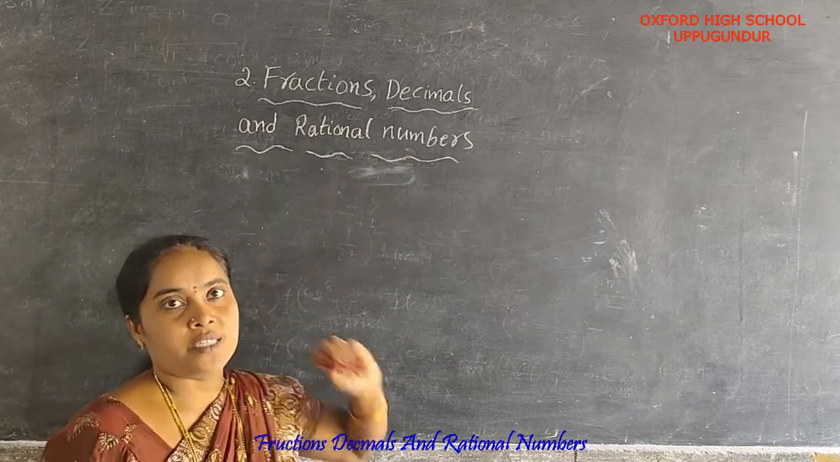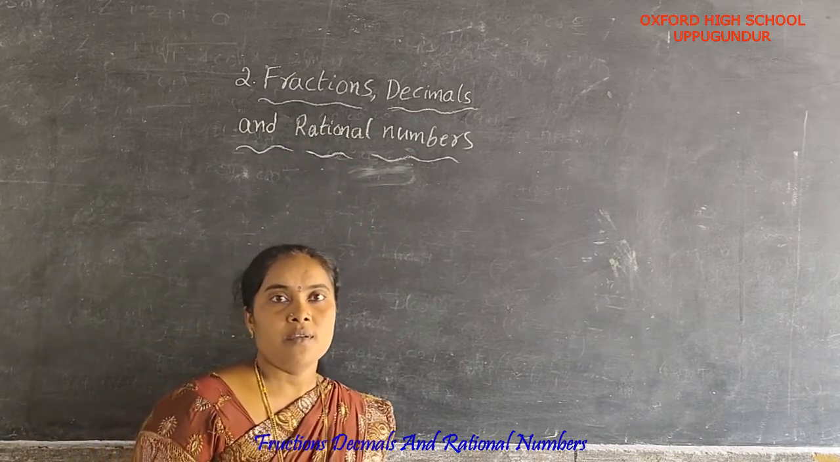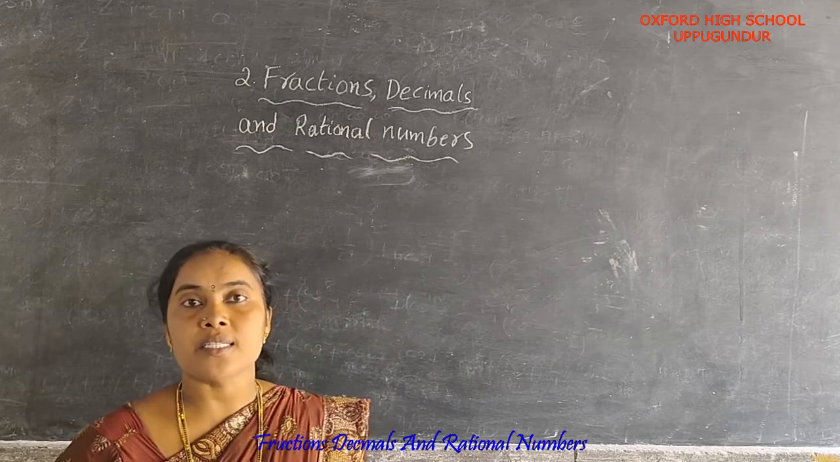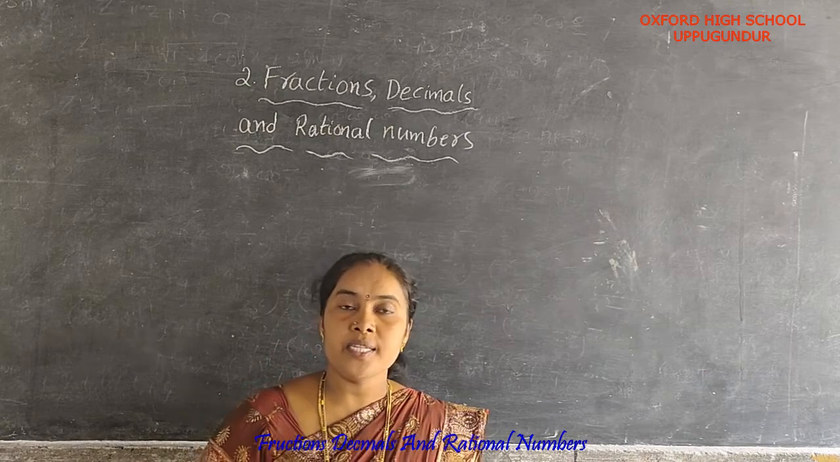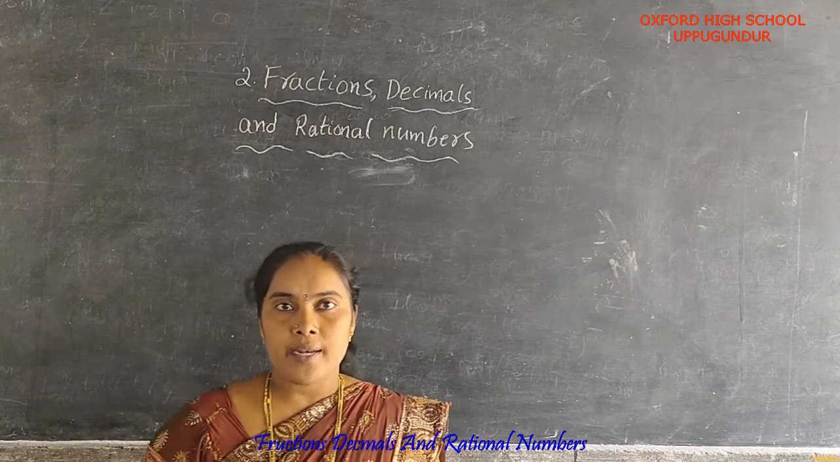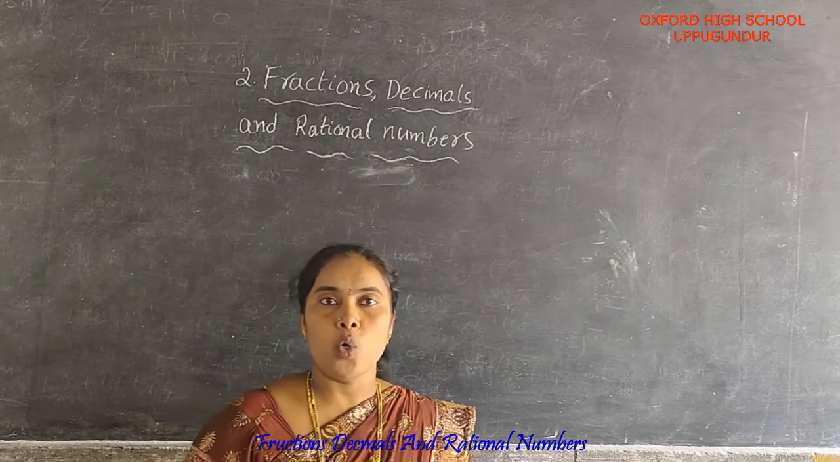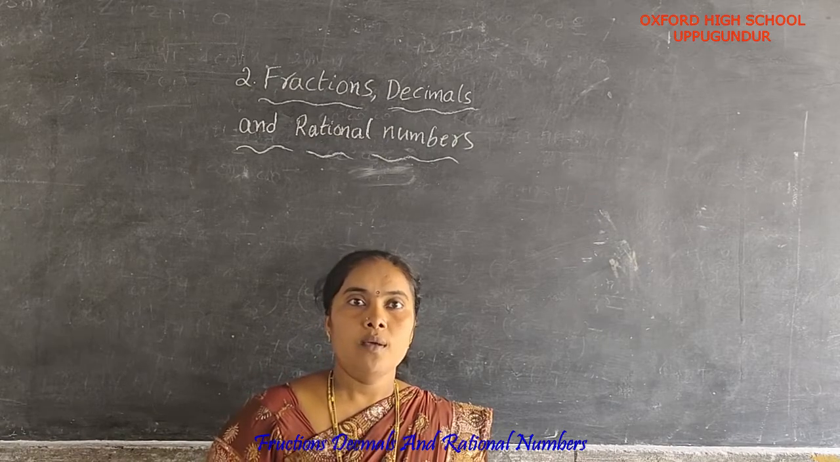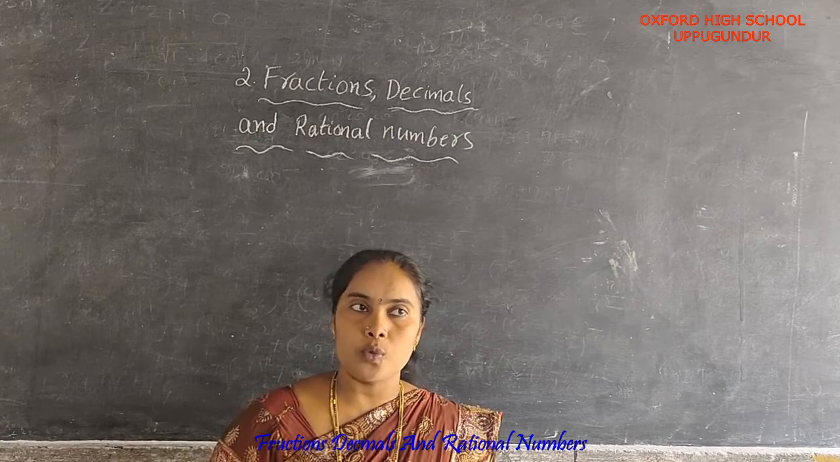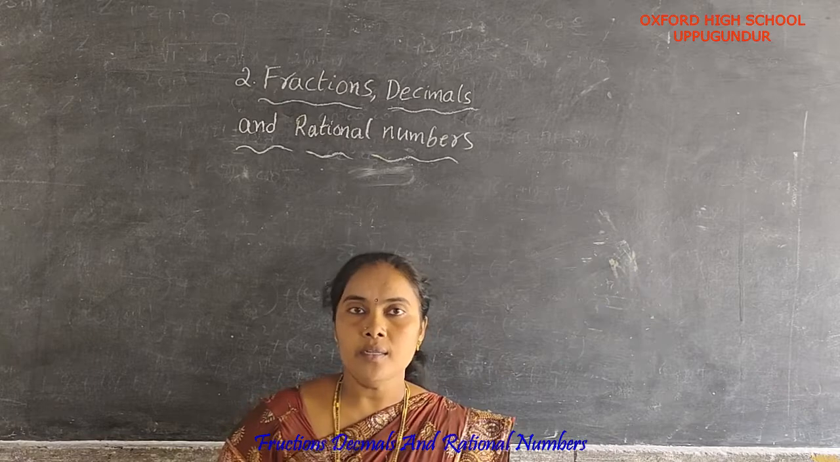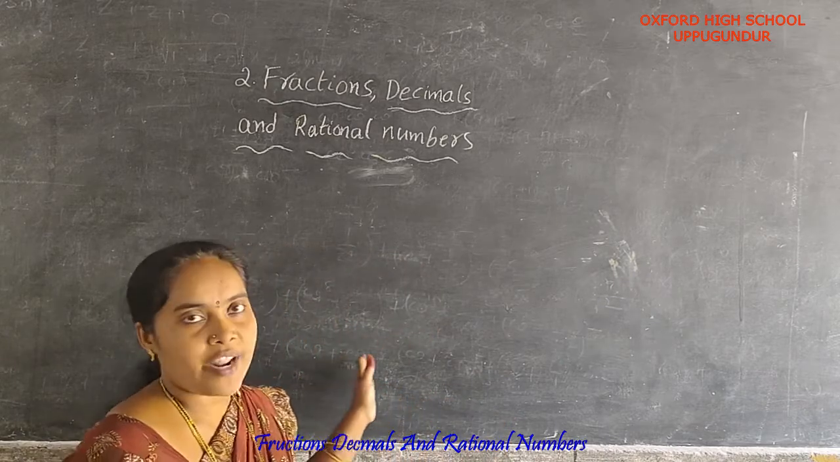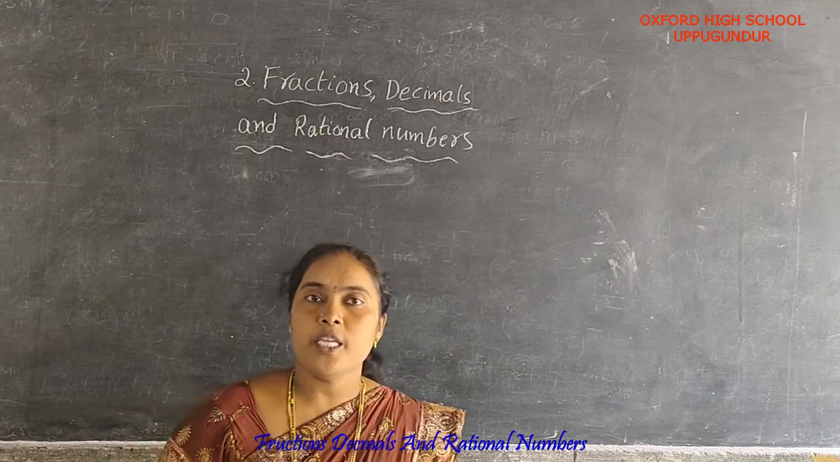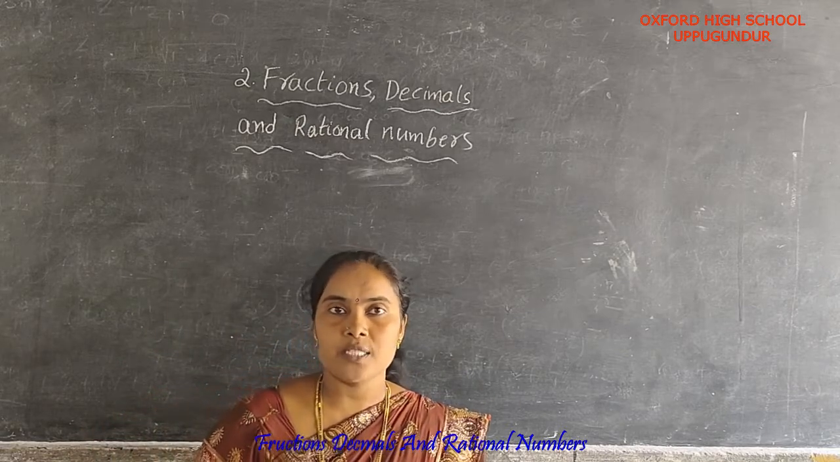First one is fractions. What is called a fraction? We already learned in previous classes. A fraction means a number representing a part of a whole. Whole means a group of numbers or an individual single number. Types of fractions: proper fraction, improper fraction and mixed fraction.